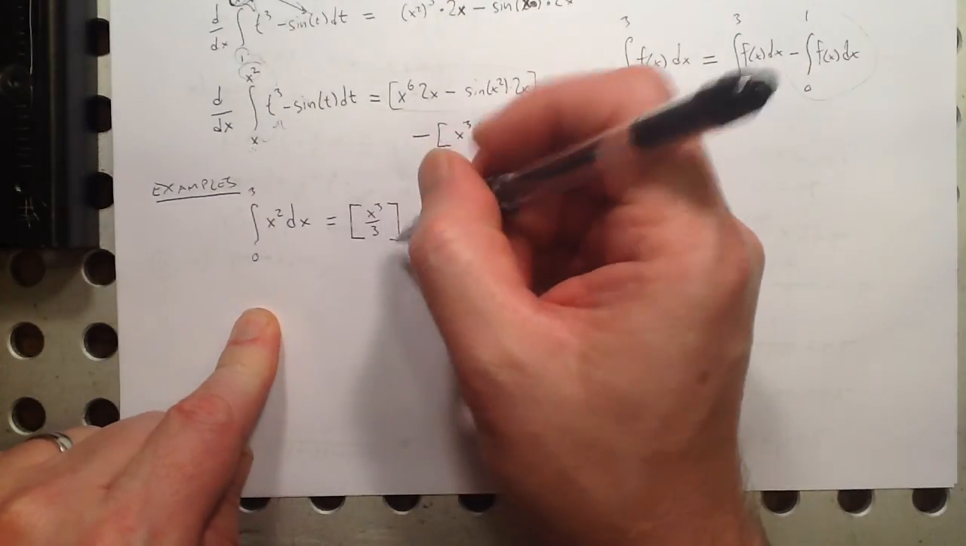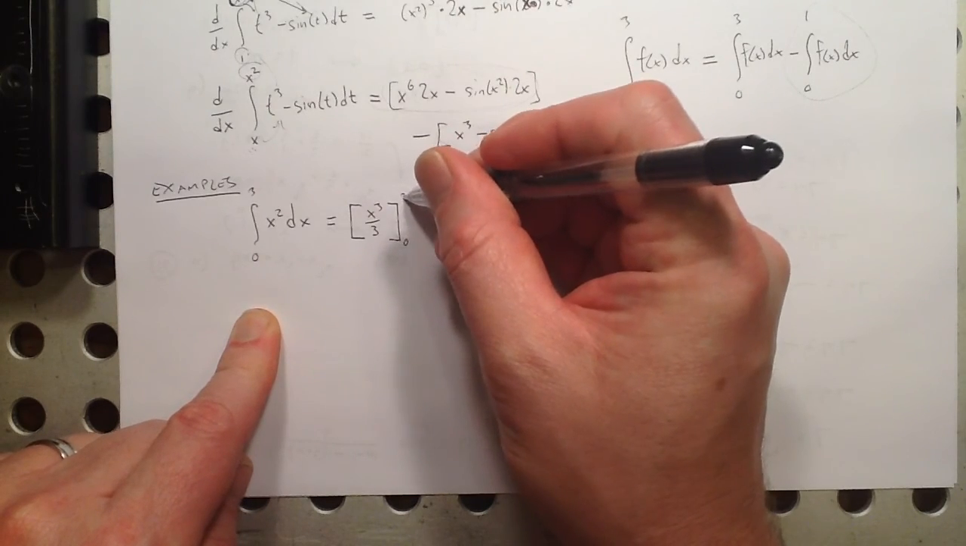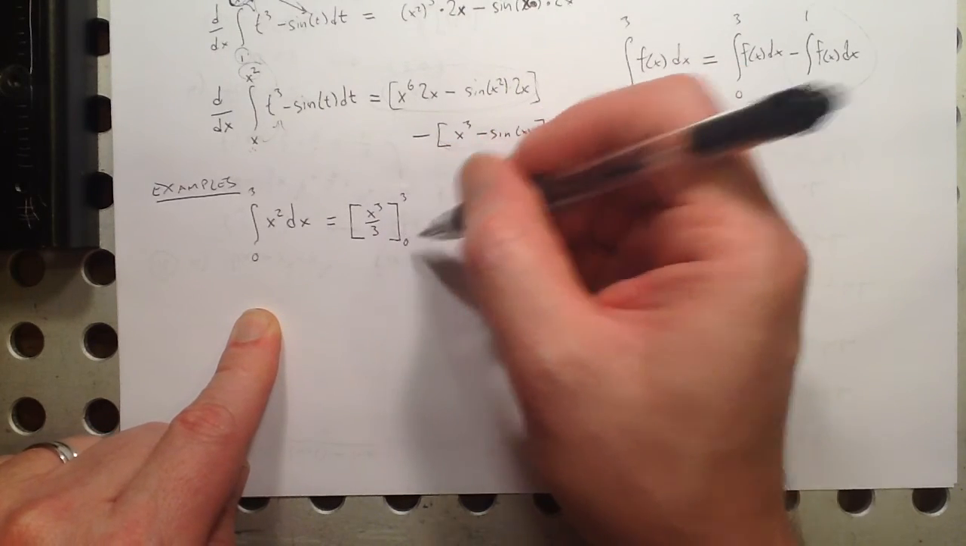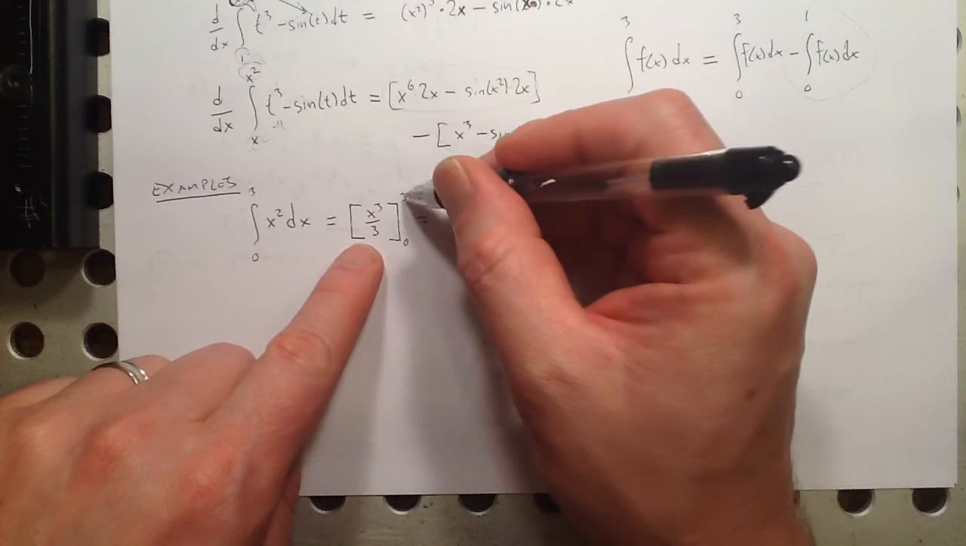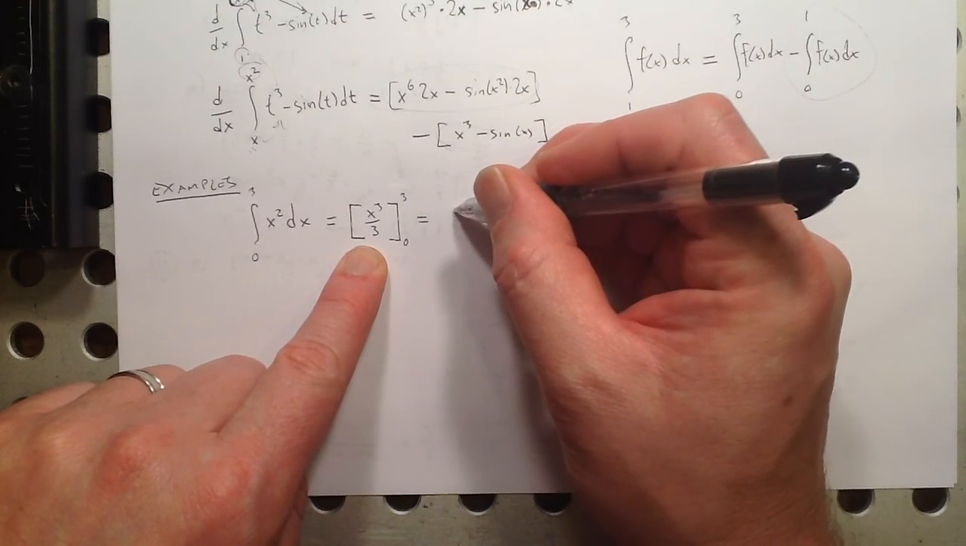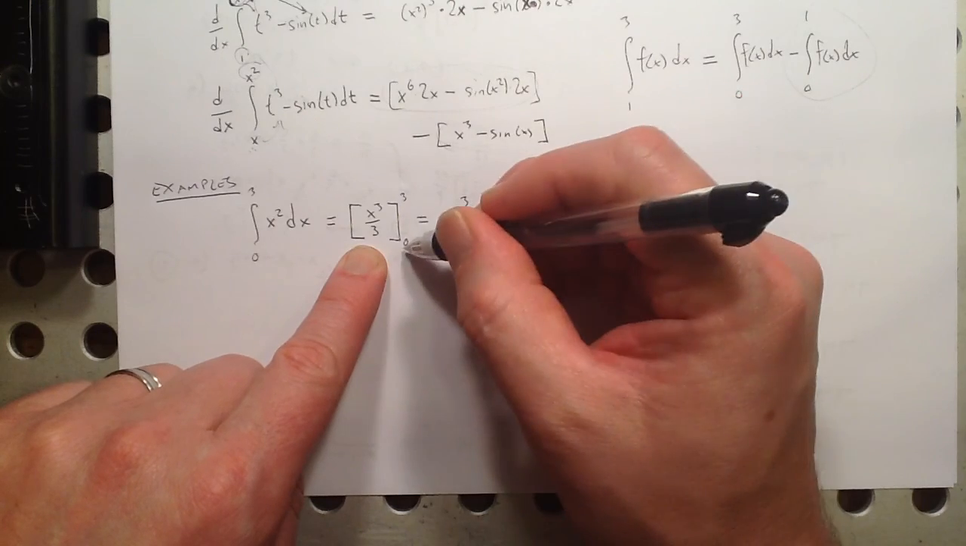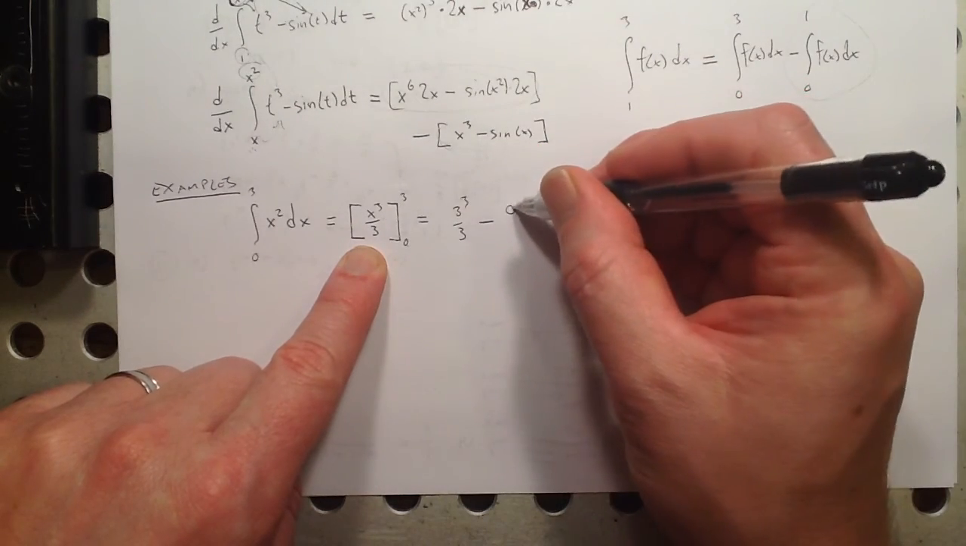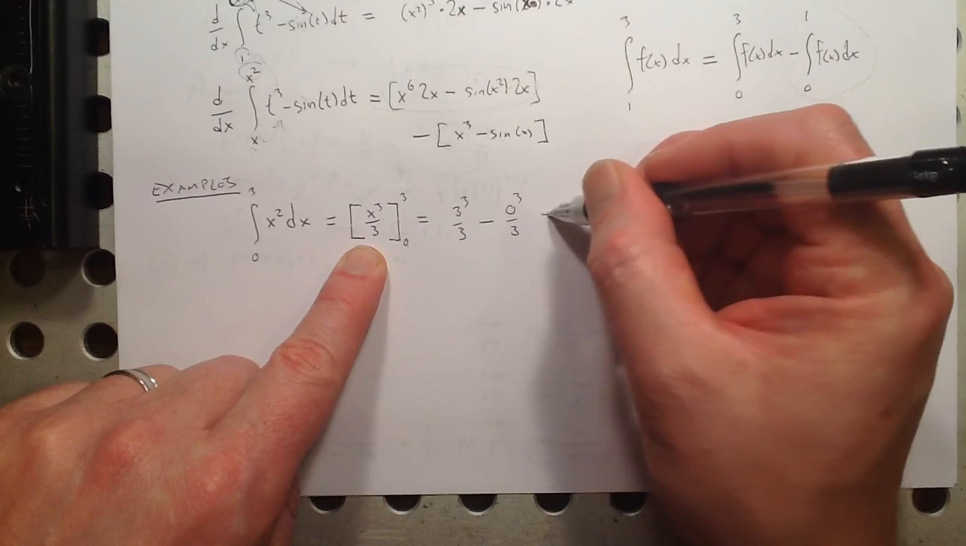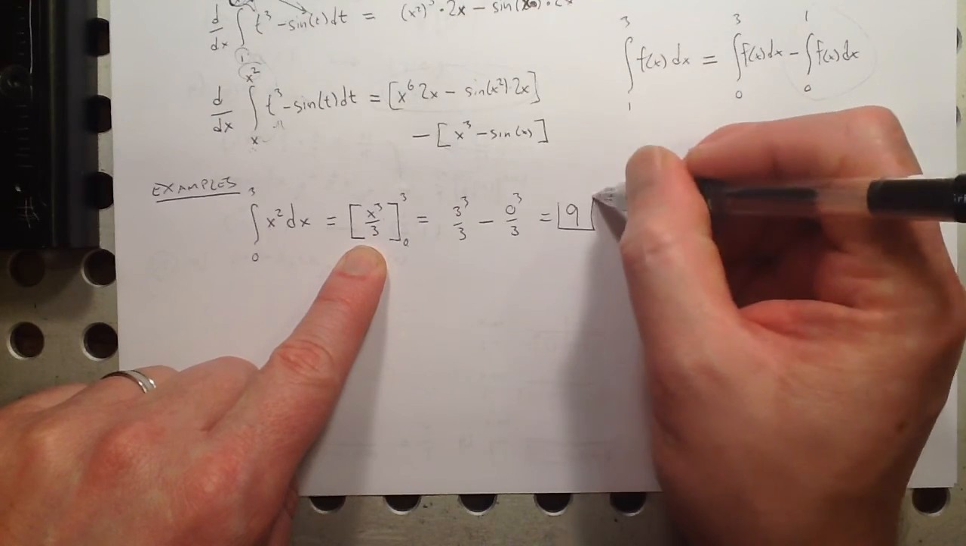Notation-wise, I put this in square brackets and I put the 0 to 3 here to remind myself that I still have to plug these in. Then I plug the 3 in. That's 3 cubed over 3 minus whatever I get when I plug the 0 in. And that's 9.